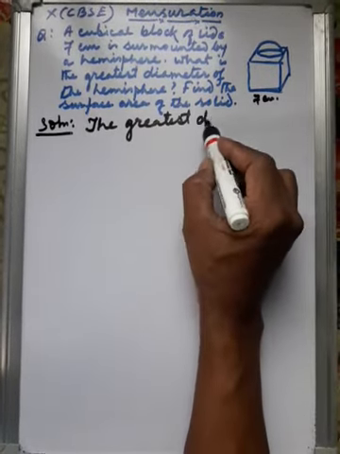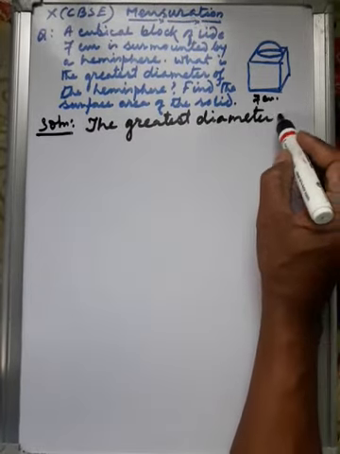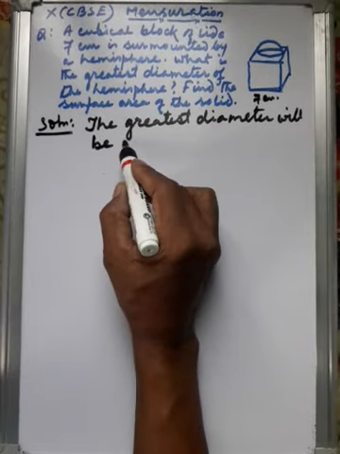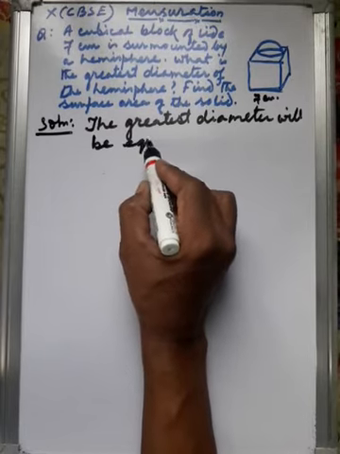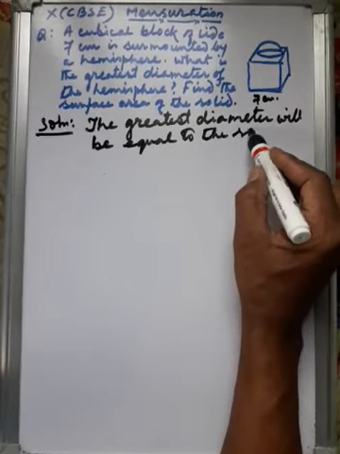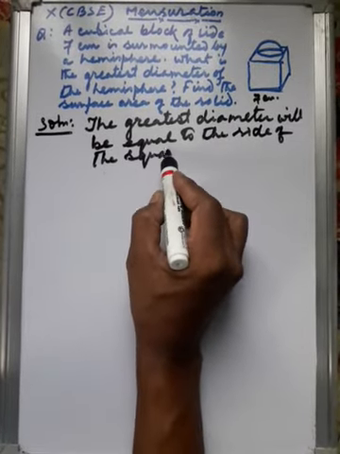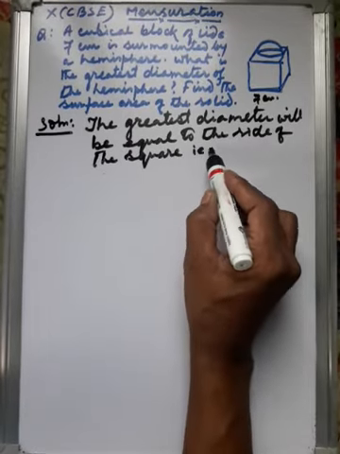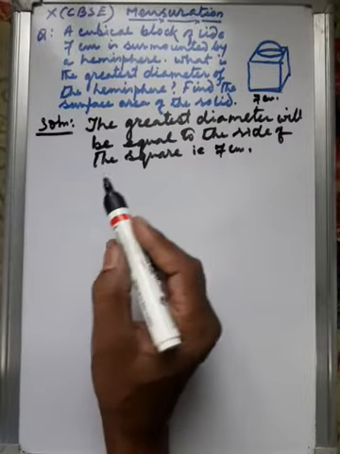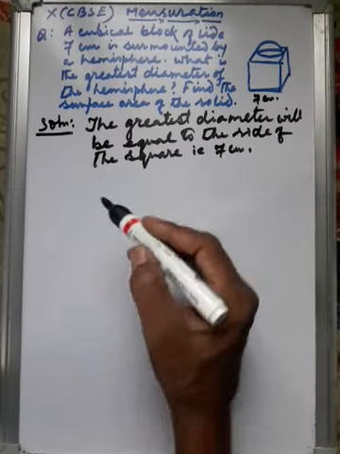The greatest diameter will be equal to the side of the square, that is 7 centimeter. Second question, you have to find the total surface area of the solid.